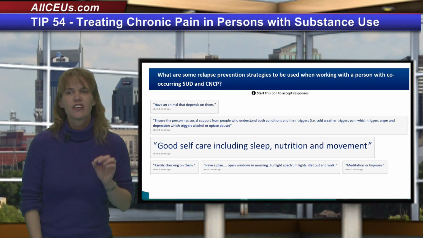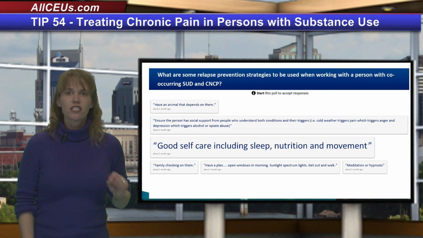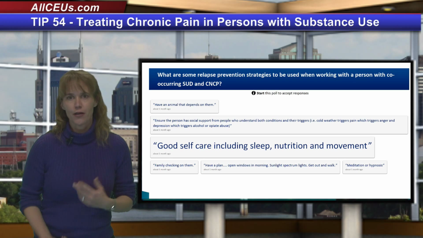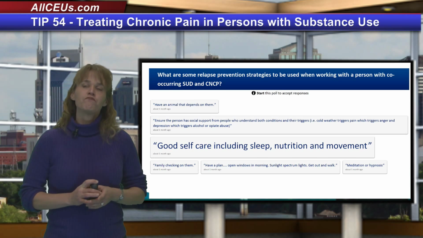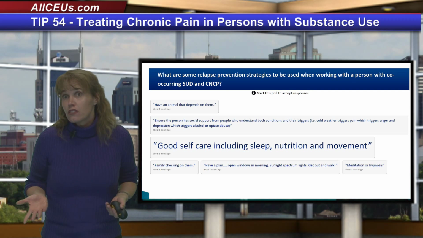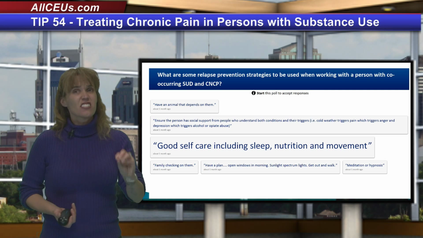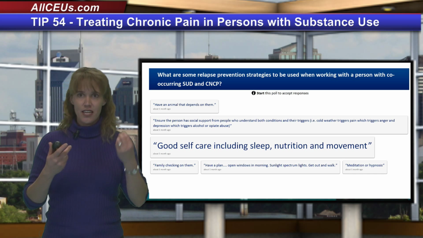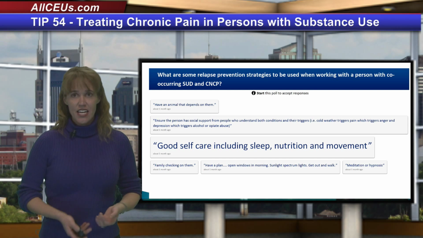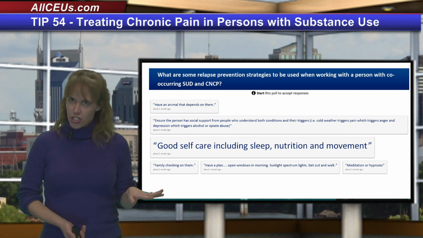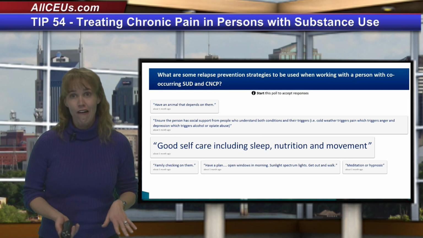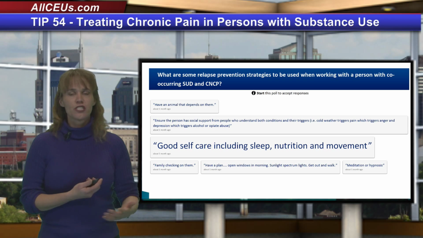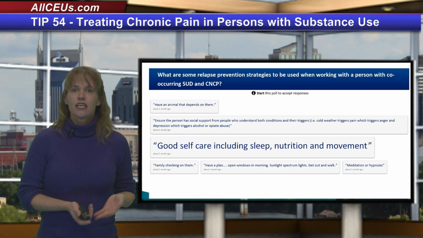What are some relapse prevention strategies to be used when working with a person with a co-occurring substance use disorder and chronic pain? Have an animal that depends on them. That can be helpful. If you're focused on something other than your pain, it can help. Most animals, especially dogs, won't let you be too sedentary for too terribly long. So that helps reduce some of the sedentariness.